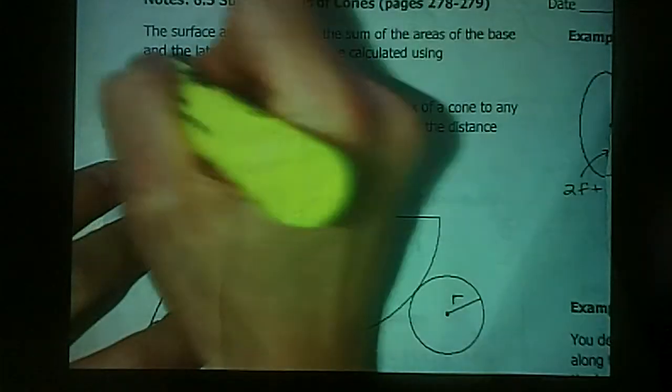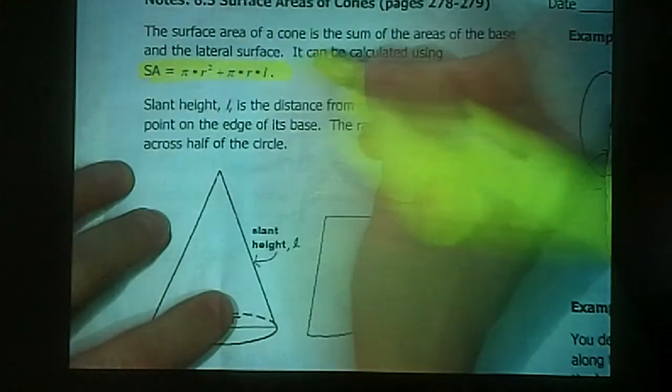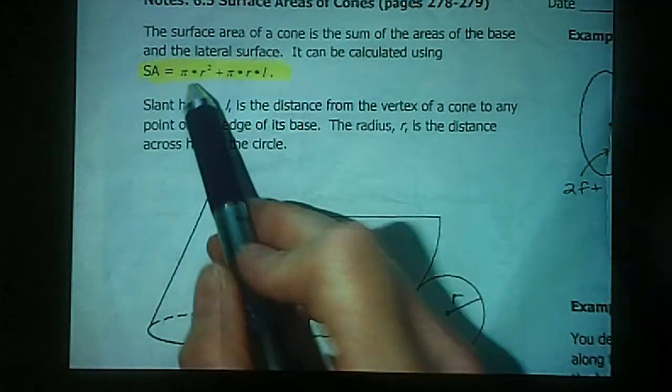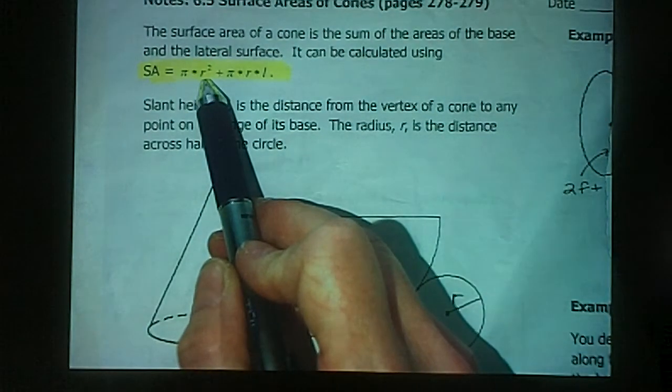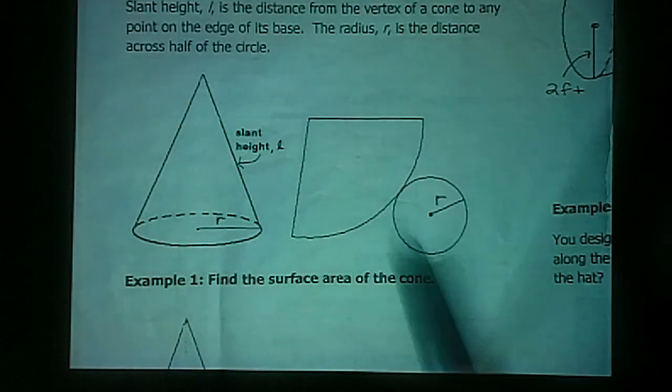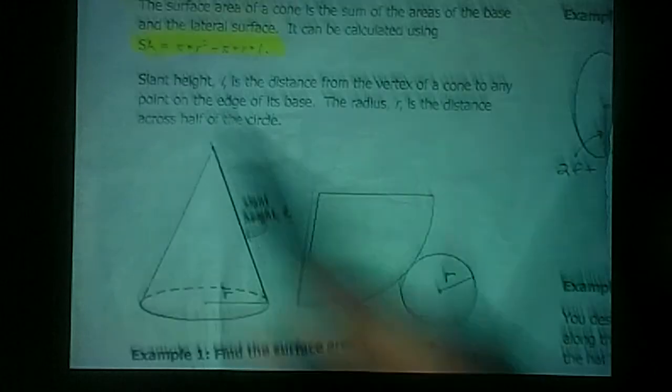If you have a highlighter and you want to highlight that, it's going to be very special and important to you. So to find the surface area of this, we take pi times the radius squared. Maybe you recognize that. That's the formula for the area of a circle. And if you look at the net of a cone, there's a circle. So that's where that comes from.